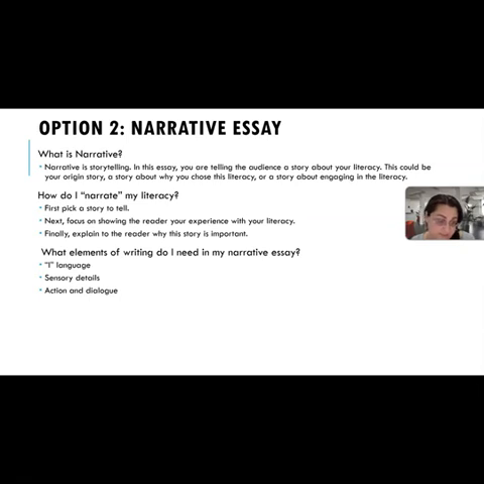Then we need lots of sensory details. I need to know what things felt like, what things looked like, what things smell like. We want to show, not tell, right? That experience. And that also means you need action and dialogue. This happened, then this happened, and then this happened. And then the conversation within that. And it all comes up to a conclusion as to why it's important.